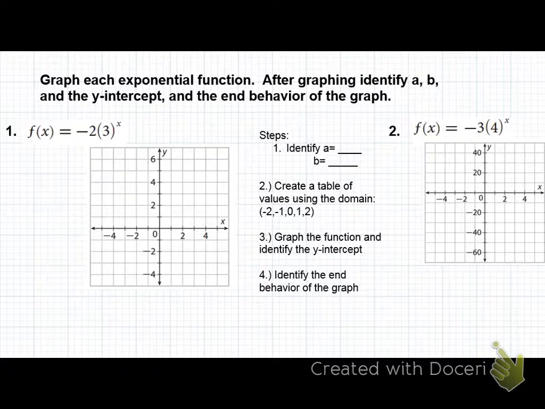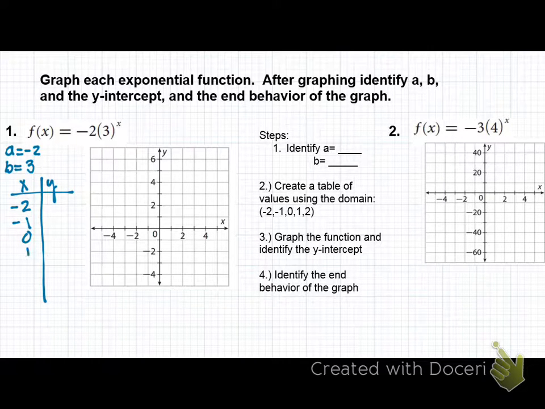Okay, so on this first one, we have f of x. f of x is equal to negative 2 times 3 to the x, okay? What's a equal to here? Negative 2. A is equal to negative 2. What's b equal to? 3. And I just want you to know when you see your a, this is going to be your y-intercept. I don't know if you remember that from Friday, but this is your y-intercept. Okay, we're going to make a table just like last week.